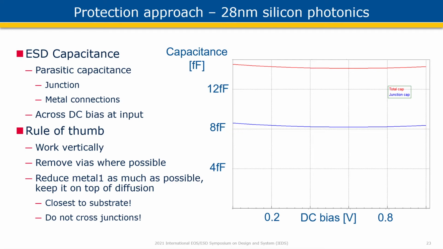The rule of thumb to reduce capacitance from metal connections is as follows. Work vertically. Remove wires where possible. Reduce metal 1 as much as possible and keep it on top of the diffusion.